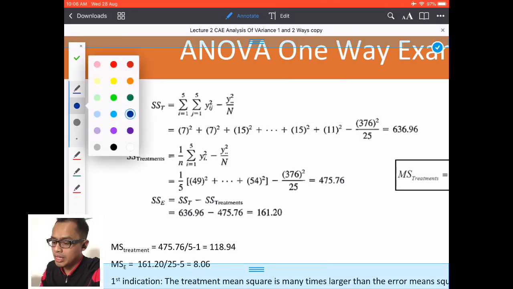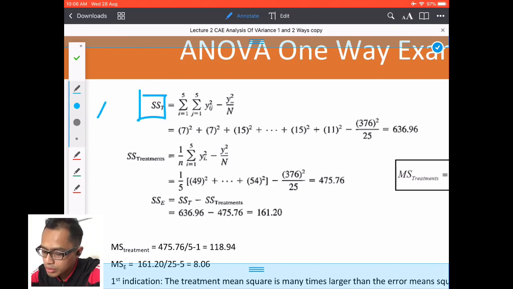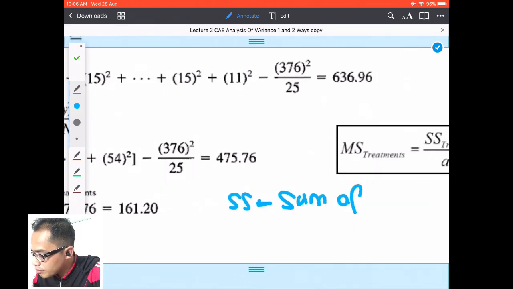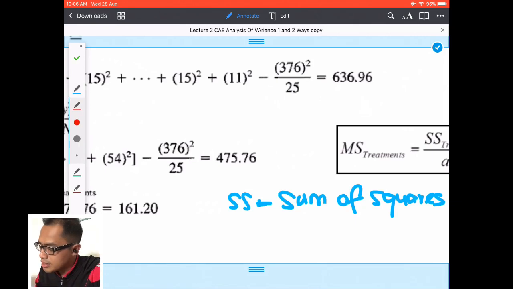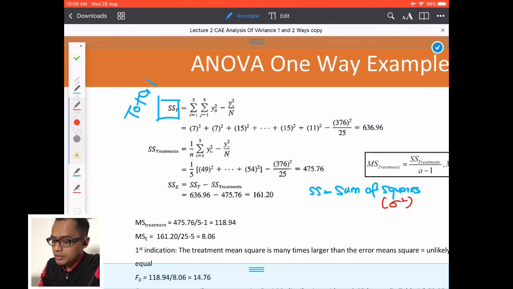Now, I'm going to take the light blue color. Let's go for the SST first. SST stands for SS total. SS stands for sum of square, right? Sum of square. What does square mean? Actually, square stands for variance. It's a square, right? So this is the analysis of variance. So ANOVA one way is the sum of squares, sum of variance. Go figure. All right, so let's go to this one.